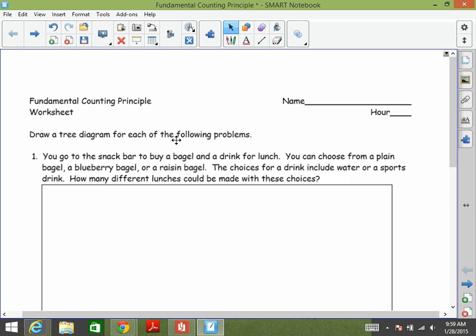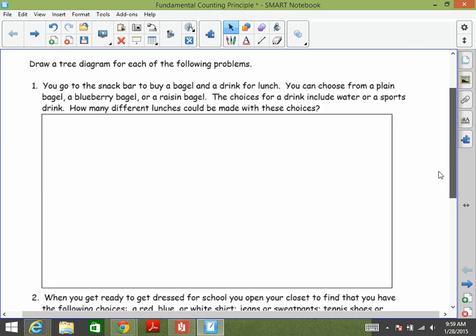All right, so the first question on your sheet says, you go to the snack bar to buy a bagel and a drink for lunch. You can choose from a plain bagel, a blueberry bagel, or a raisin bagel. The choices for a drink include water or a sports drink. How many different lunches could be made with these choices? Now this is small enough that you can do just some mental things and figure it out. But we're going to draw a tree diagram of this information.